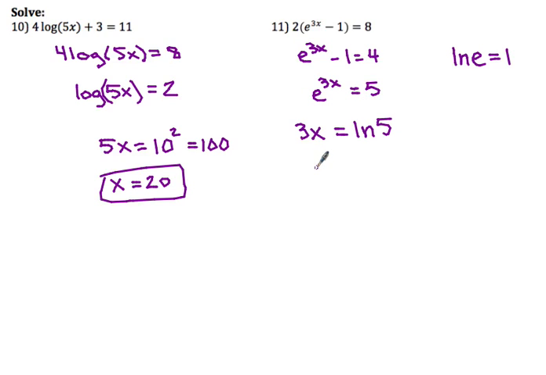And then we'll divide by 3. So x is going to equal natural log of 5 all over 3, which is approximately 0.5365.